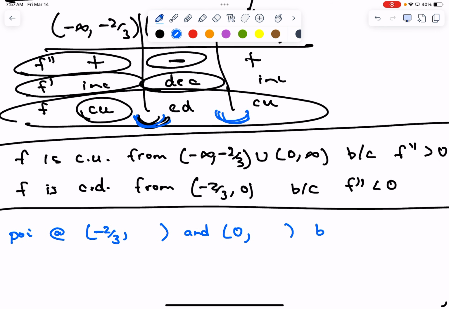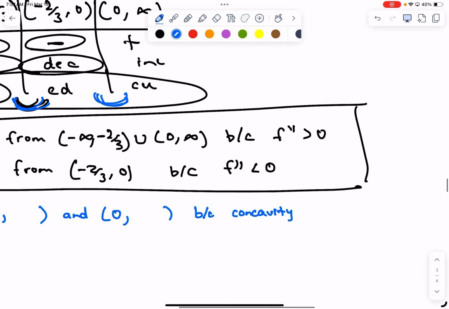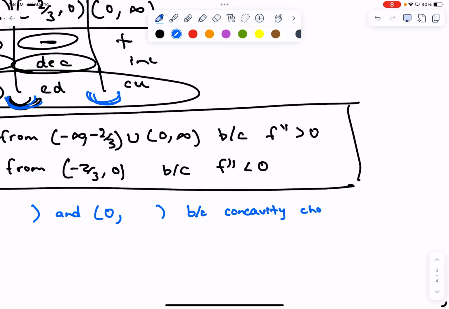And you can say because concavity changes. Or, actually, that's not the way I like to say it. I say because f double prime changes signs. Or you say f changes concavity.